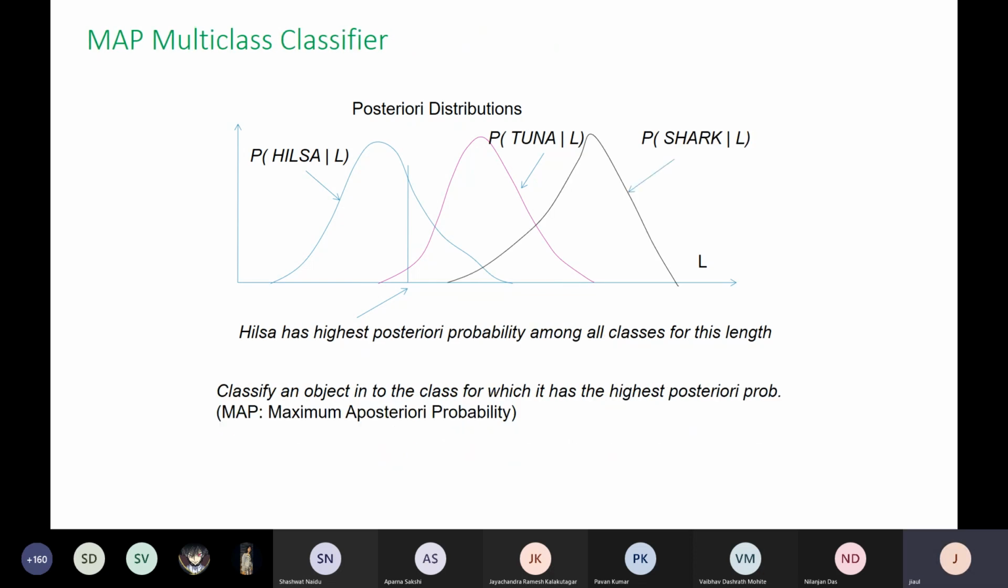So here, for example, when you are doing multi-class classification, say you have multiple classes in your data: hilsa, tuna, shark, and whatnot. Of course, you want to measure the class conditional probability, the posterior probability, for all these classes, and based on that, you can simply decide which class it has the highest probability of belonging to. Okay.